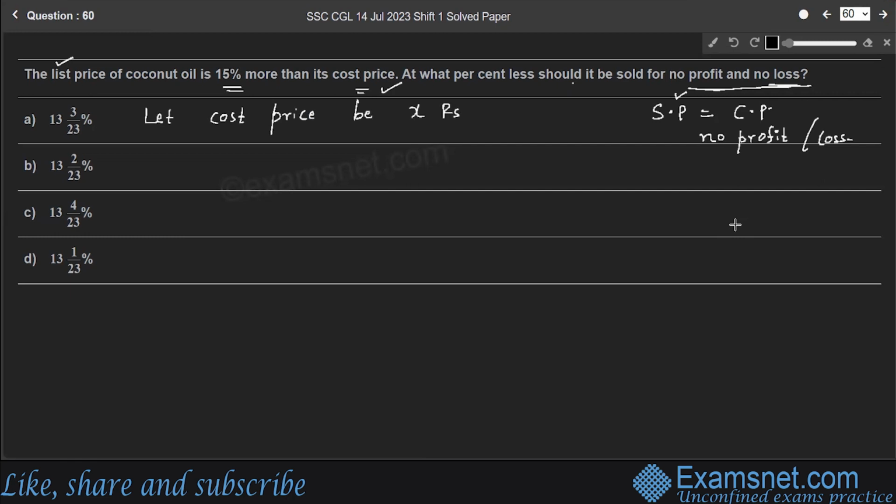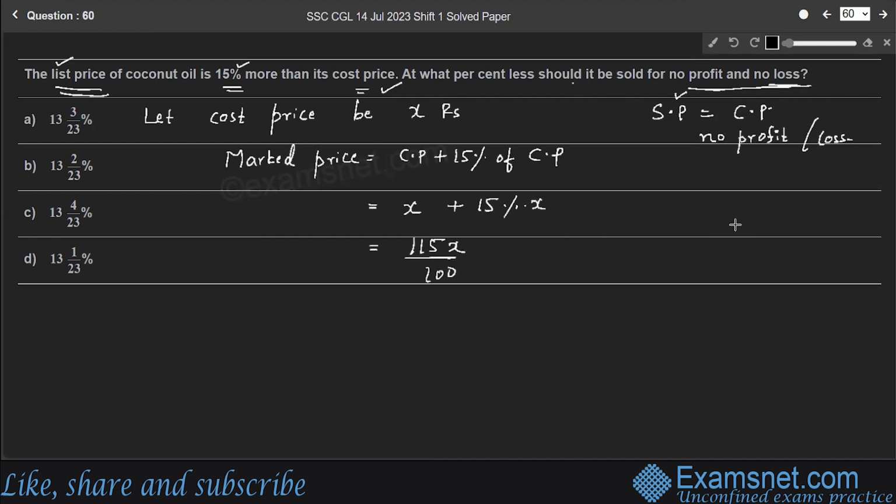It is given that the list price is 15% more than the cost price. Here you can consider list price as market price as well, right? So the market price of coconut oil is 15% more, that means cost price plus 15% of cost price. So according to our assumption, X rupees is the cost price plus 15% of cost price, which is 115x by 100 will be the market price or list price, right? Again, you can simplify: 23 by 20x is the market price of coconut oil, right?